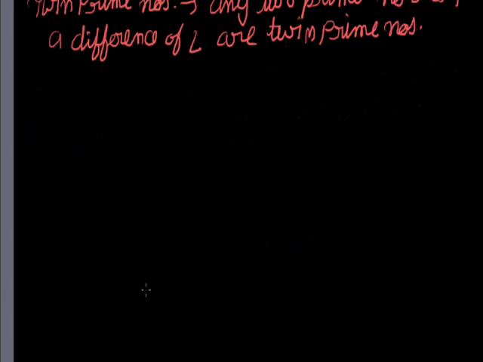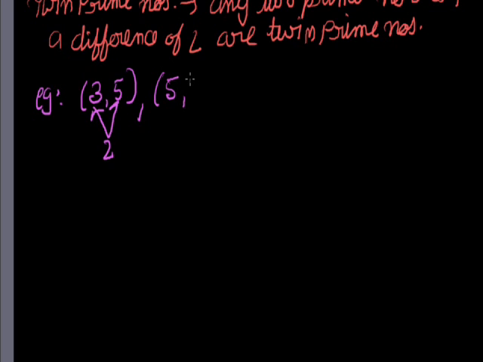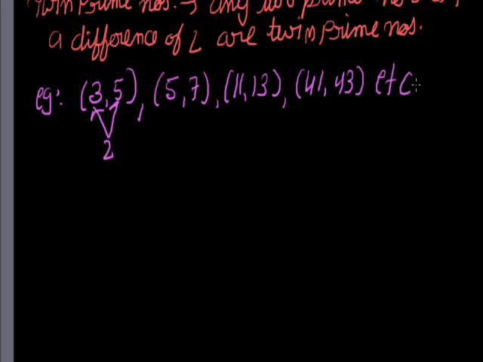Now we come to the examples of the twin prime numbers. Any pair of prime numbers with a difference of 2. Here it is necessary that both the numbers should be prime. So here we can write down the examples. 3, 5. Here the difference between these two numbers is equal to 2. That's why it is a pair of twin prime numbers. Then we can have another, 5, 7. Then 11, 13. We can write one more, which is 41, 43. These are all pairs of twin prime numbers. Among all these prime numbers, the difference between these two is 2.